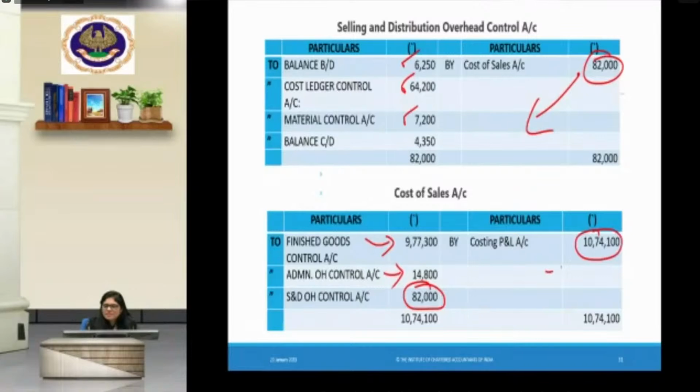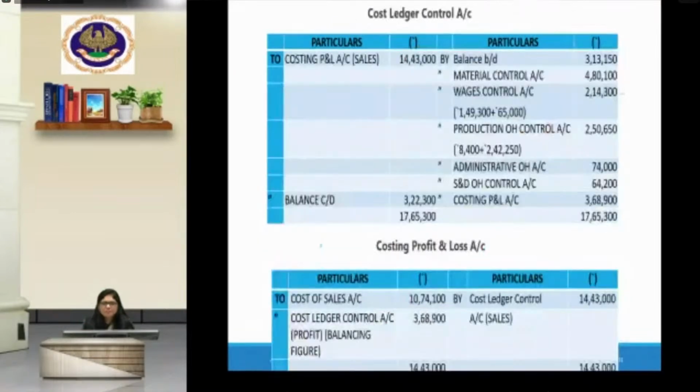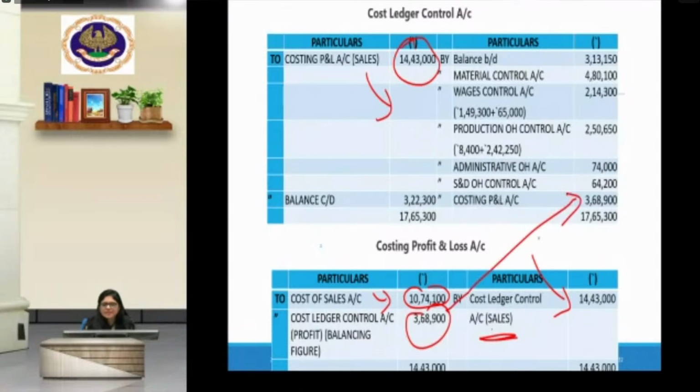Now the cost of sales is transferring to costing profit or loss account. So cost of sales will be transferring to costing profit or loss account to calculate the profit. Clear? You can see this was coming from cost of sales, and cost CLC will give the sales. Clear? So this CLC is giving the sales, and the profit will again be transferred to cost ledger control account. So opening balance, all these external entries, double entry, sales will be transferred to costing profit or loss account, and profit again will be transferred to cost ledger control account.